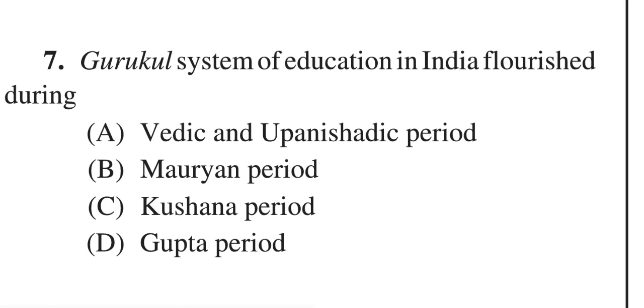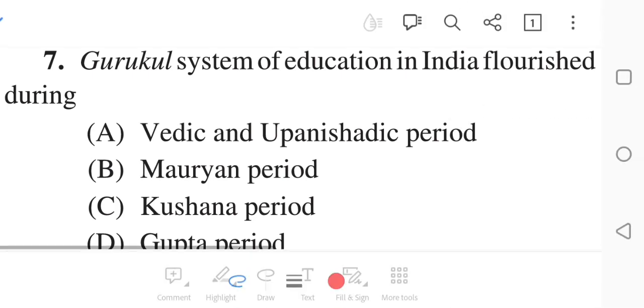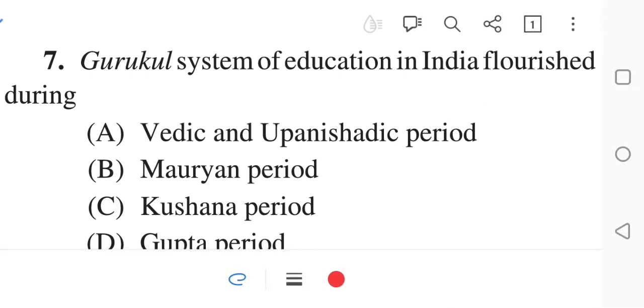Gurukul system of education in India flourished during which period? Vedic and Upanishadic period, Maurya period, Kushana period, Gupta period. Correct answer will be A, Vedic and Upanishadic period.